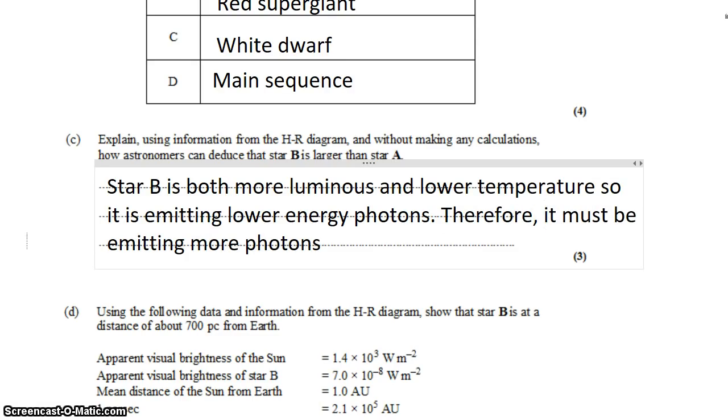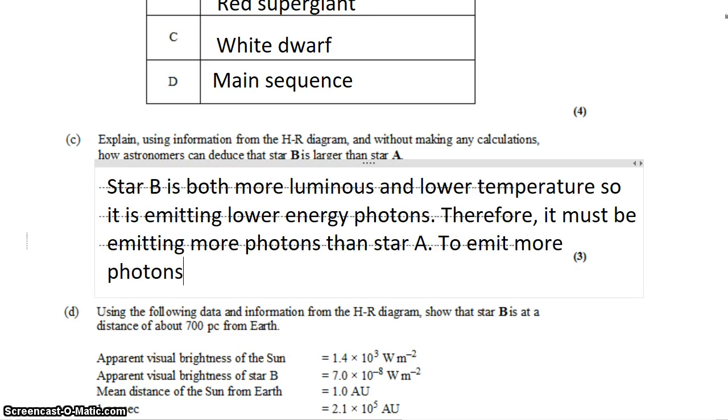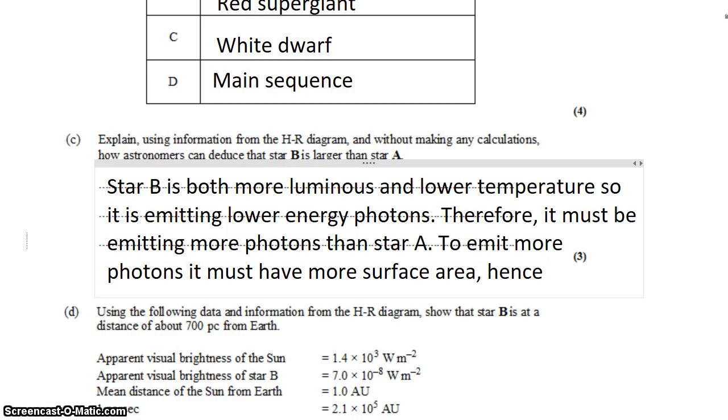Therefore, it must be emitting more photons than star A. To emit more photons, it must have more surface area. Hence larger. Hence it is larger. All right.